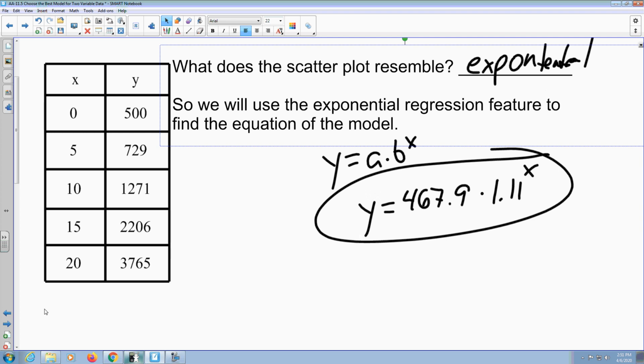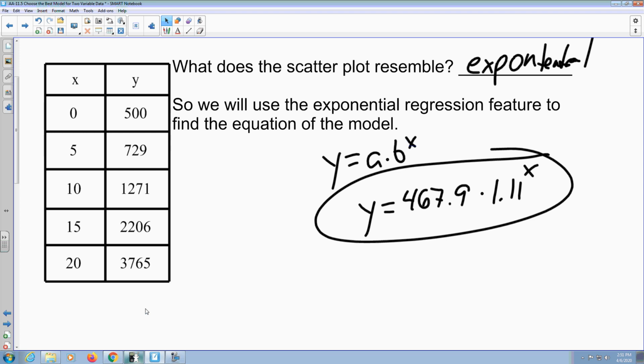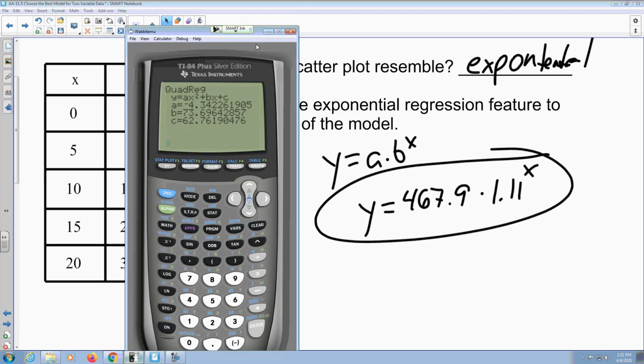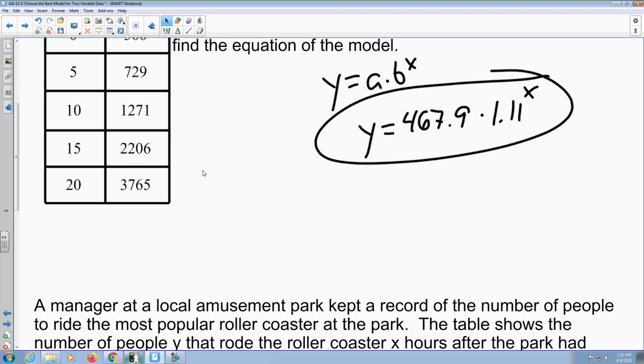Okay, I do have in the notes how to make a scatter plot from the TI Inspire calculators that are in class. If people need a separate video on that, I'm more than happy to do so. I just won't be able to show it to you because I don't have those capabilities to be able to see it, unlike what I have right here. And that is how we choose the best model for two variable data.